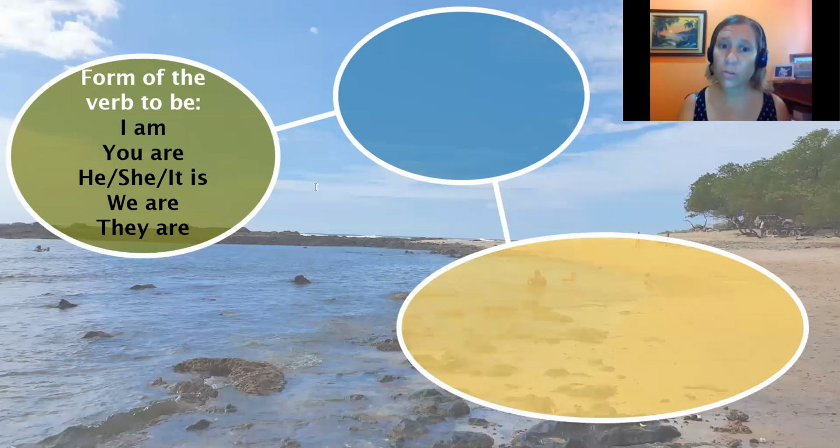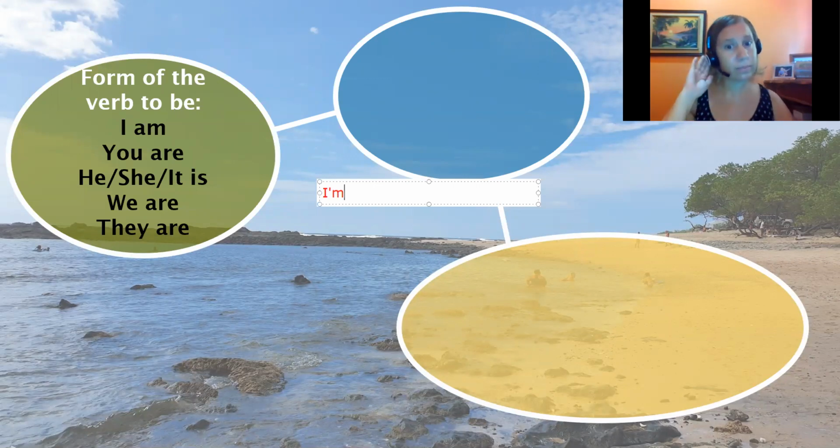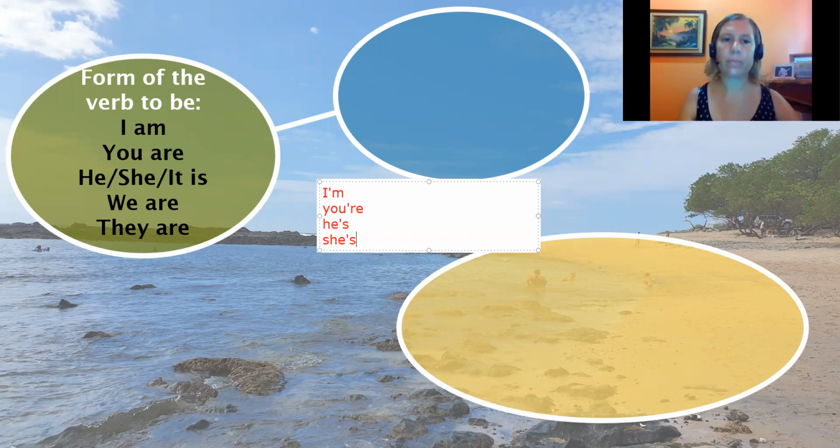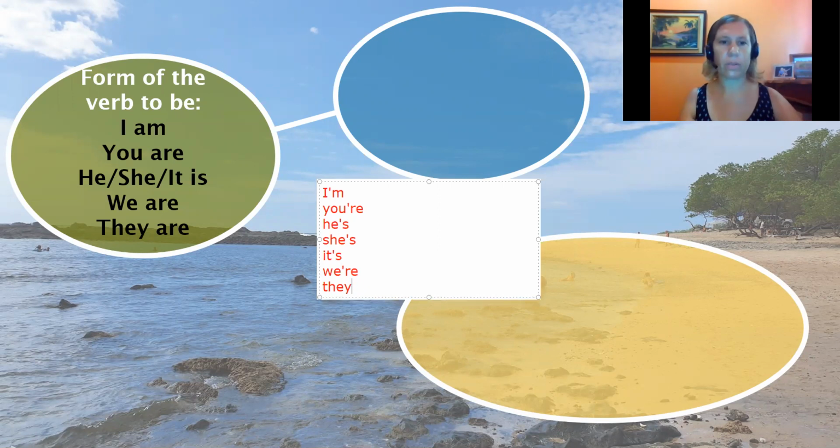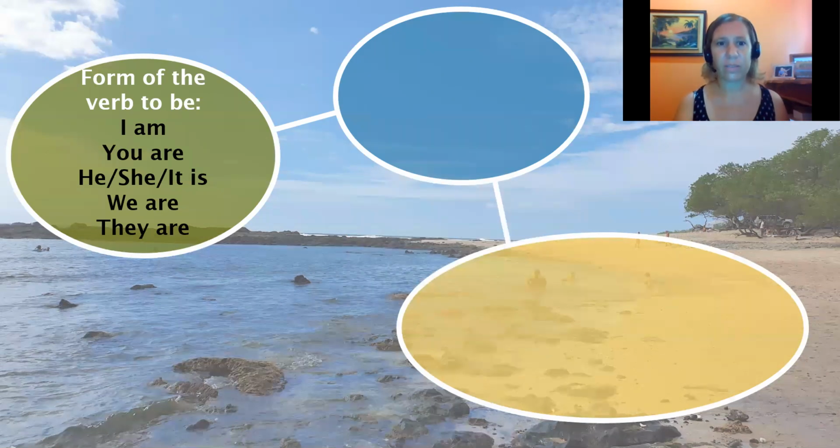Now, we can also use the contraction form. Repeat after me. I'm. You're. He's. She's. It's. We're. They're. All right, so it's more common to use the contractions in conversation. You can use either. They're the same.